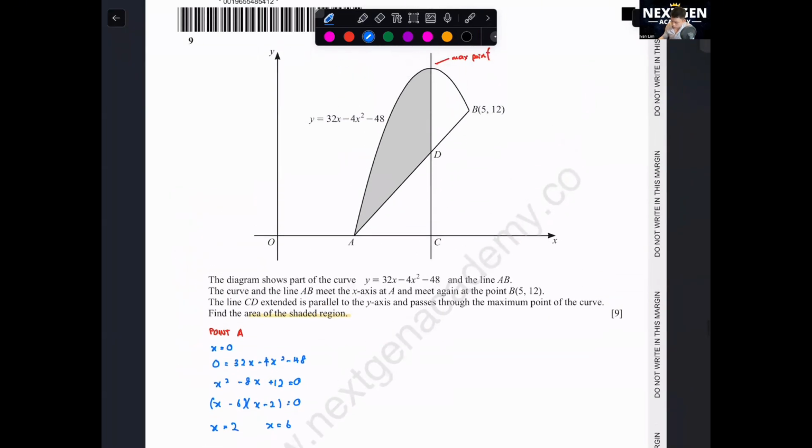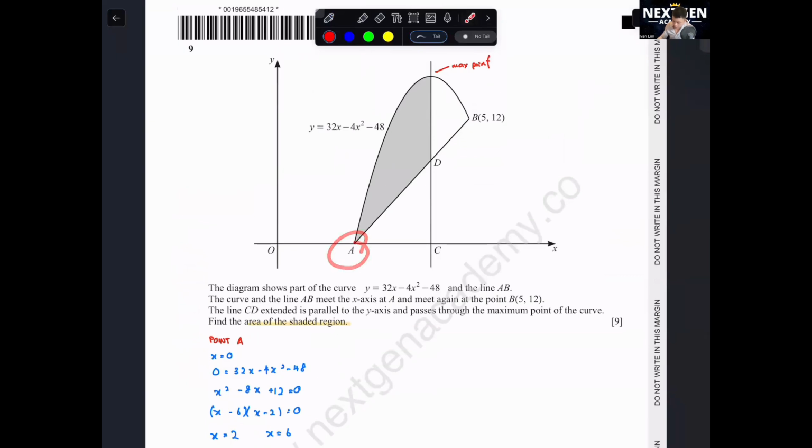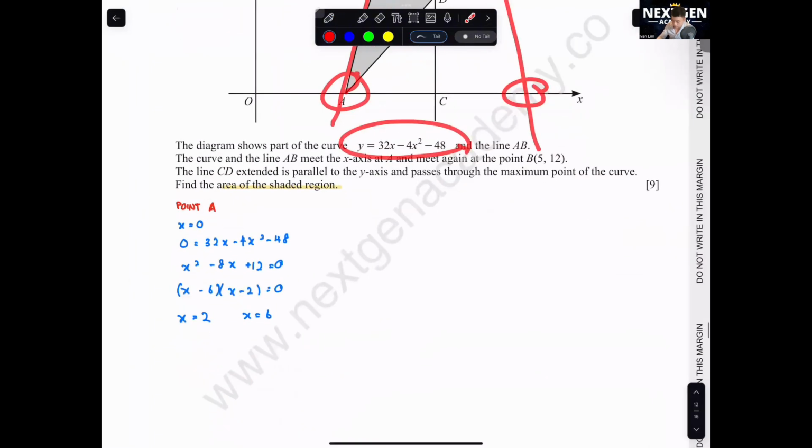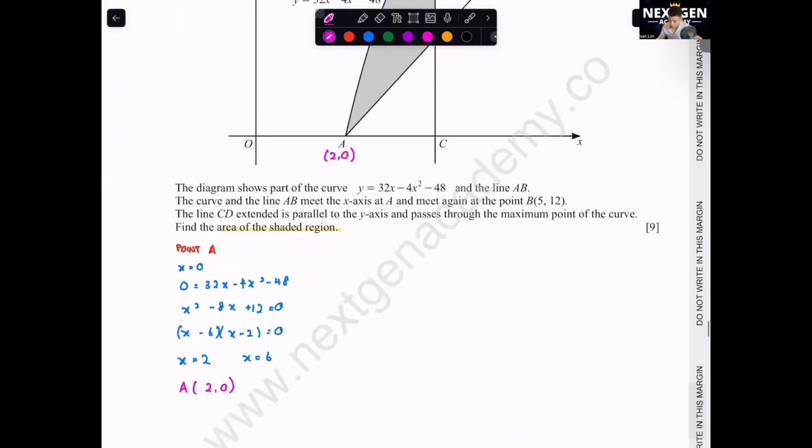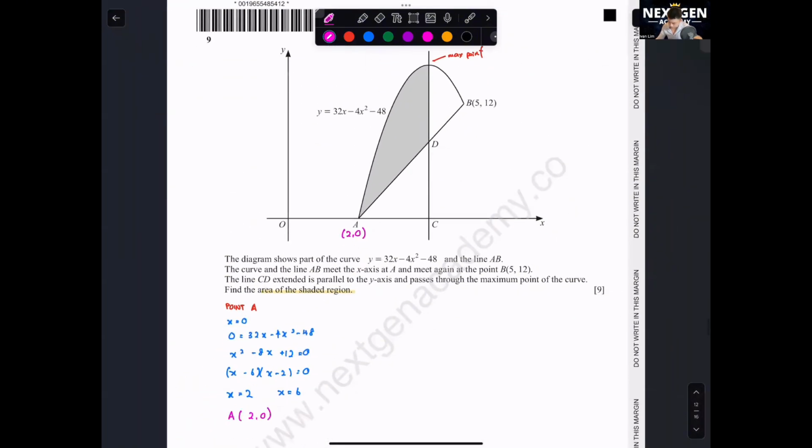Okay, how do I know which one to select? Since there's only one point of intersection. This is a quadratic graph. By right, you will go like that, if you draw the full graph. So this is the first time. So I will take when x equals 2. So my point A over here is 2, 0. Okay, let's label this out. 2, 0.